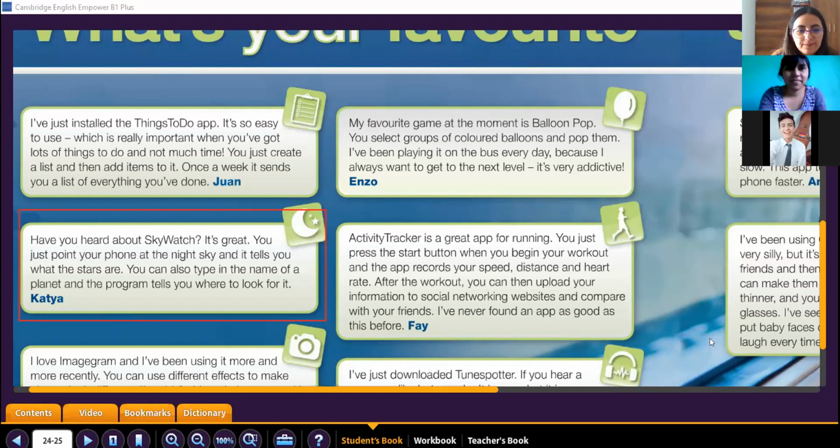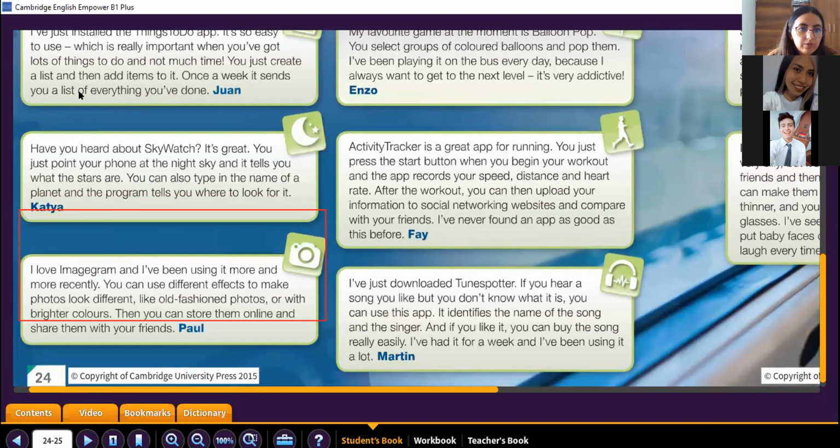Have you heard about Ski Watch? It's great. You just point your phone at the night sky and it tells you what the stars are. You can also type in the name of a planet and the program tells you where to look for it.